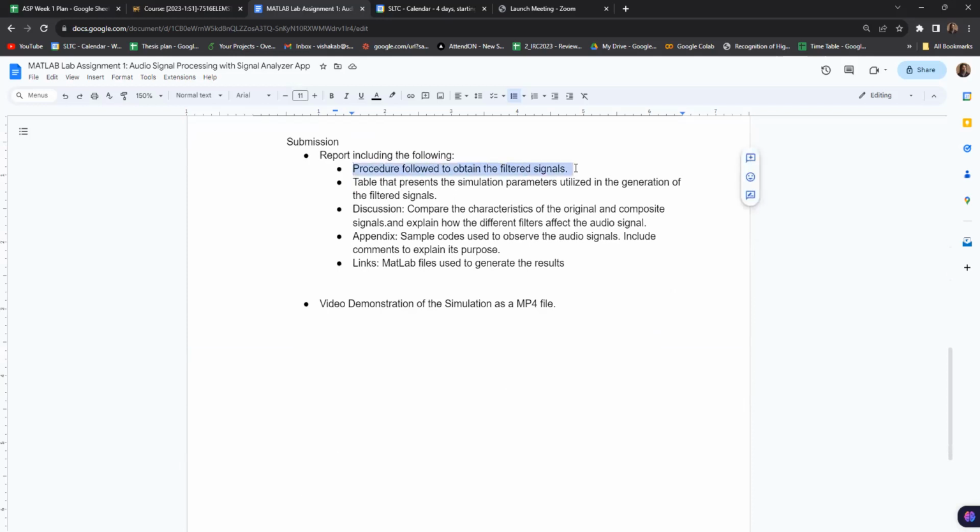And then you have to create a small report mentioning the procedure that you used. It doesn't need to be very lengthy. You can use the procedure you have used to obtain the filtered signals, and you can include a table that includes the simulation parameters that you utilized to generate the filtered signals.